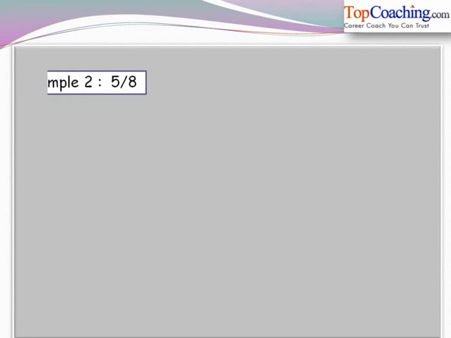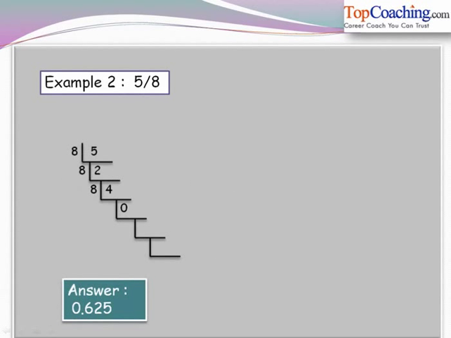Next, take 5 by 8. When we divide 5 by 8, the final answer is 0.625. We haven't shown the steps of division, but you can always do that on paper. What's special about 0.625? It is clearly a terminating decimal. Thus 5 by 8 is a terminating decimal number.